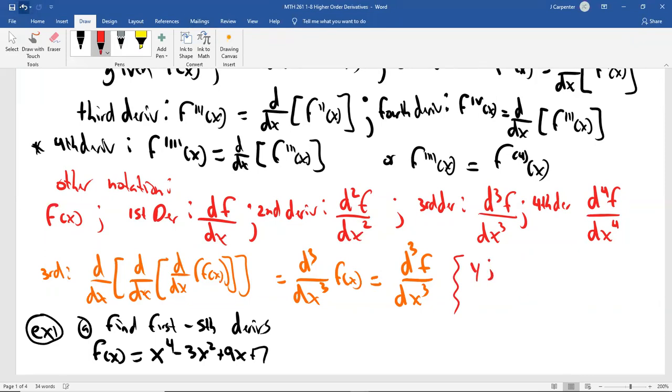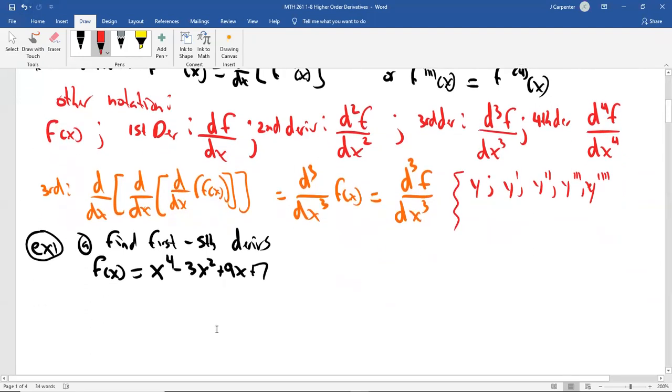You have y, that's your regular function, then you have your y prime, then you have y double prime, y triple prime, y to the fourth, it looks like, but that's really the fourth derivative. So that's your function, first derivative, second derivative, third derivative, and fourth derivative. All right, so with f of x being x to the fourth minus 3x squared plus 9x plus 7.